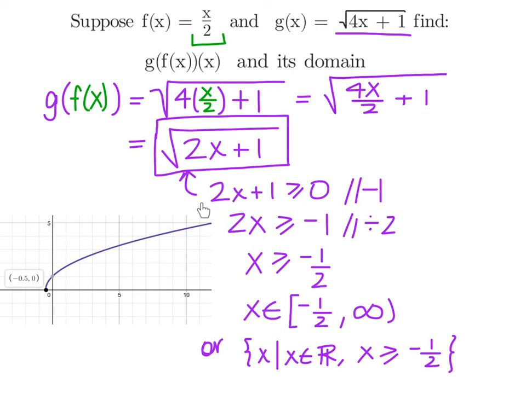So if I also get an eye on this thing and I graph it, I see that it starts at -1/2 and goes on to infinity there. So that means that I can express my domain in either interval or set builder.